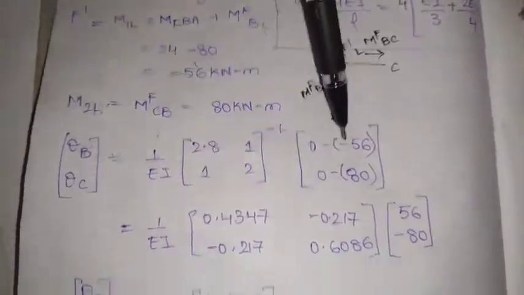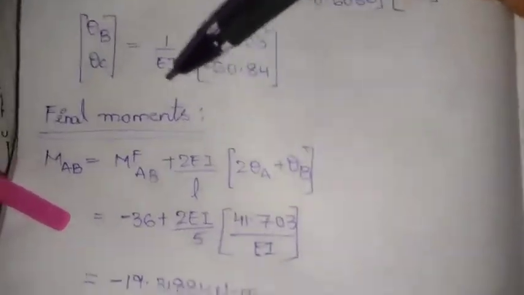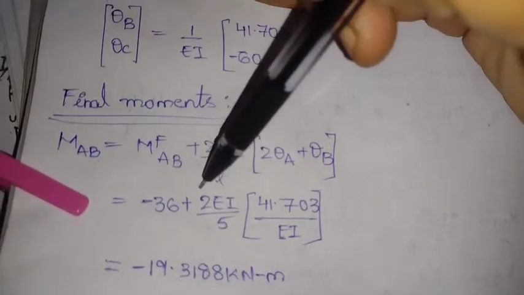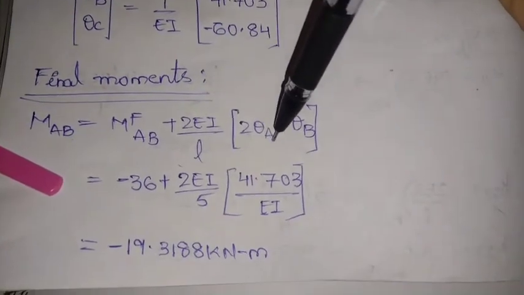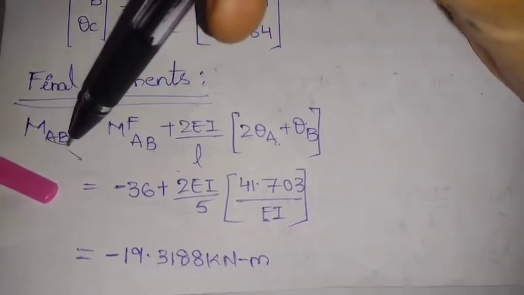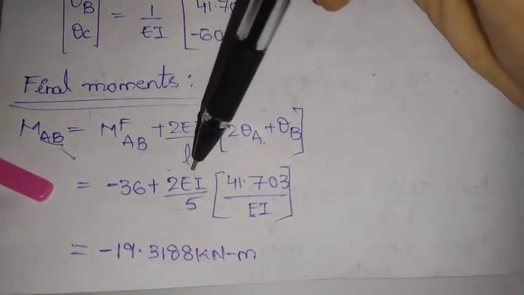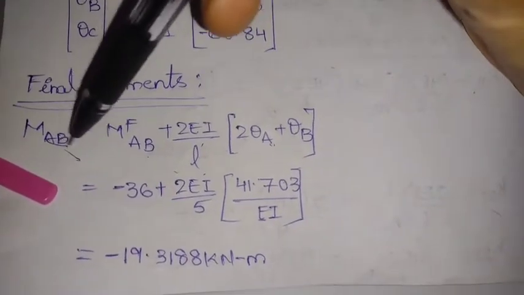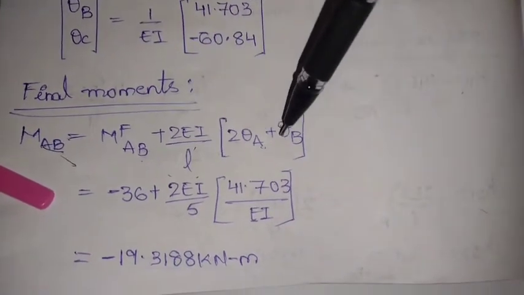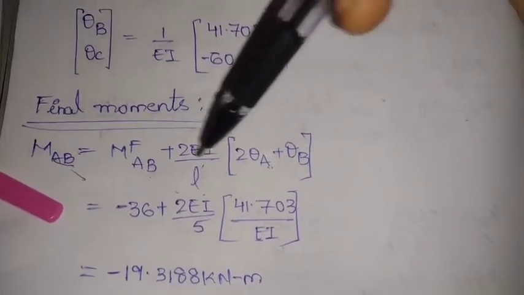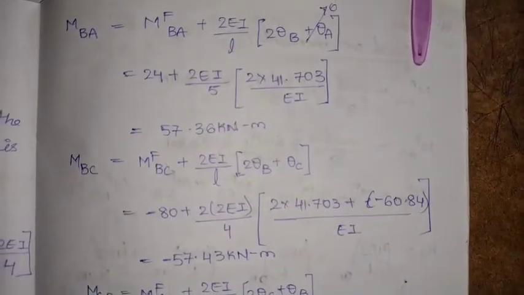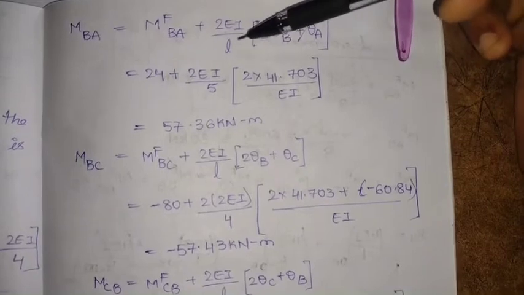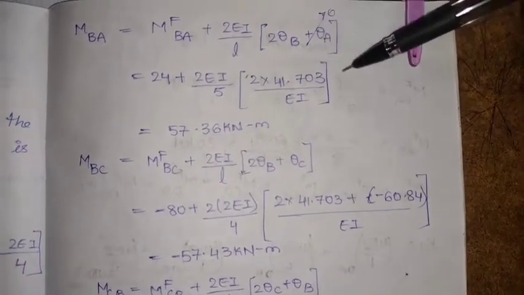Next, we have to calculate the final end moments. MAB is equal to MFAB plus 2EI by L, 2 times theta A. Because for AB span we will take MFAB, EI by L would be of span AB, and 2 times theta A because this is AB. For AB span, A would be twice and B is only single time. Okay, MFAB. Similarly, MBA is MFBA plus 2EI by L, 2 times theta B plus theta A.